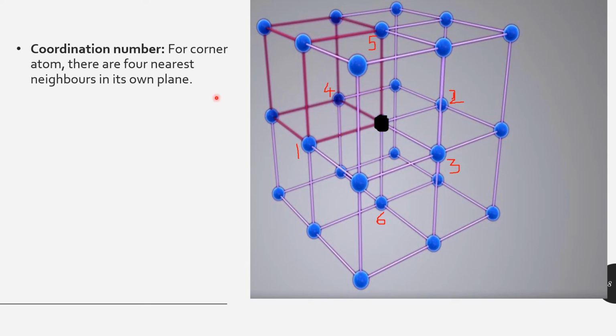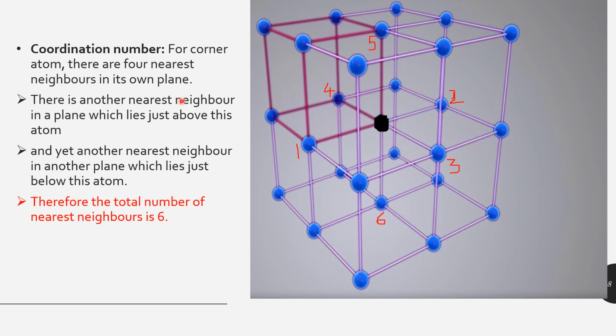Now we will find the coordination number. For this, we will again consider this corner atom of this red unit cell. We will see how many nearest neighbors this corner atom has. In a simple cubic structure, the adjacent corner atoms touch each other. So this is the first neighbor of this corner atom, this is the second neighbor. So in this plane, there are two nearest neighbors. Then the third one is this one.